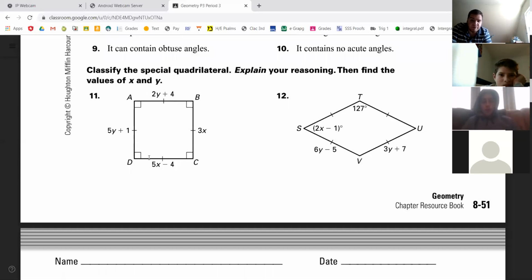A square, yeah. So what if I'm just going to ask you equal angles? I'm not going to ask you for theorems or anything like that. Well, I'll ask you what makes it the most particular one, which you kind of need to know the theorems to understand that.